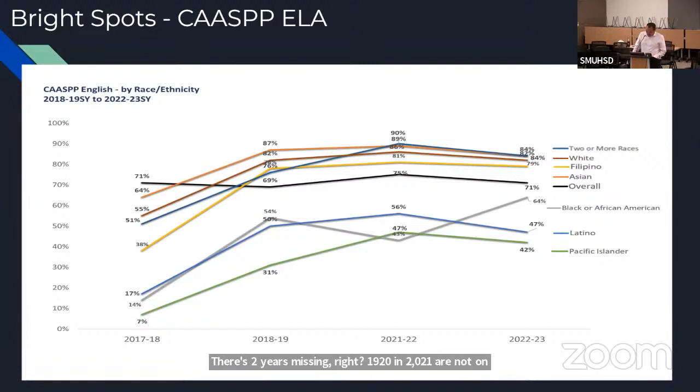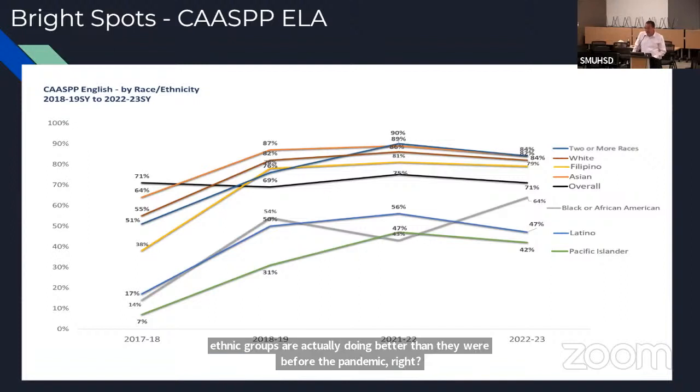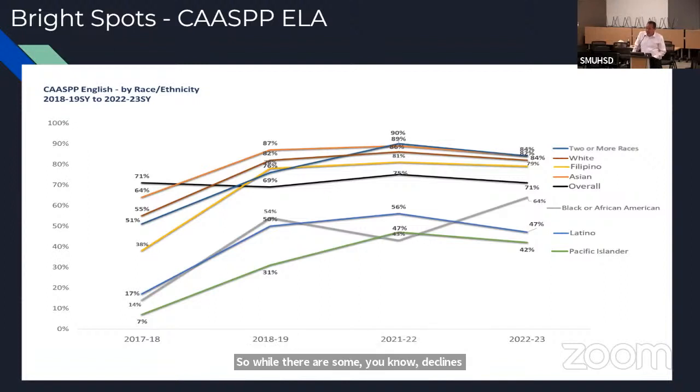Despite the pandemic, all racial and ethnic groups are actually doing better than they were before the pandemic, right? So while there are some declines in the data among some specific groups, and depending upon the size of the cohort, there can be some serious changes based on just the cohort size. But despite some regression, we can see the overall arc of the curves is going in the right direction.